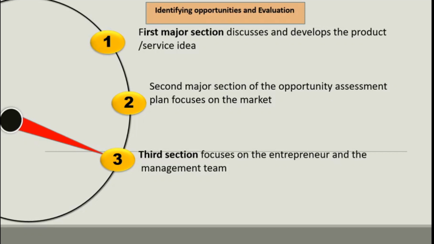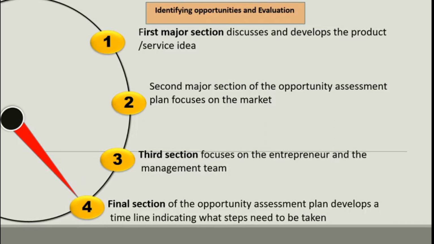Next point is the final section of the opportunity assessment plan. It develops a timeline indicating what steps need to be taken to successfully launch the venture by translating the idea into a viable business entity. This minor section also focuses on identifying each step, determining the sequence of the activities and putting these critical steps into a sequential manner, identifying what will be accomplished in each step, determining the time and money required at each step, determining the total amount of time and money needed, and identifying the source of the needed money.